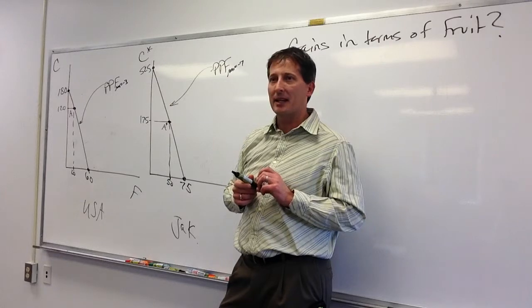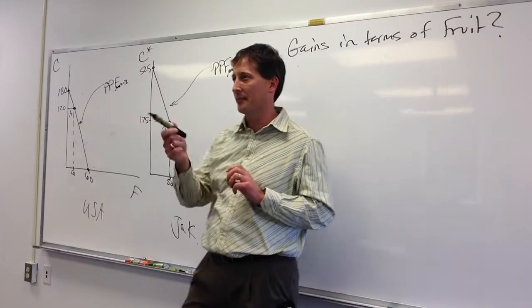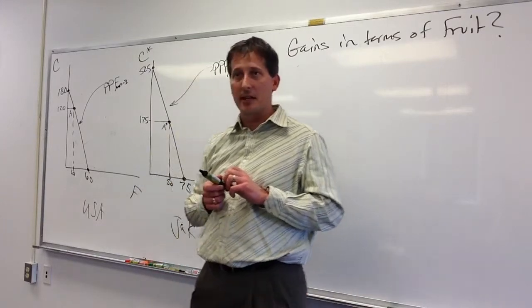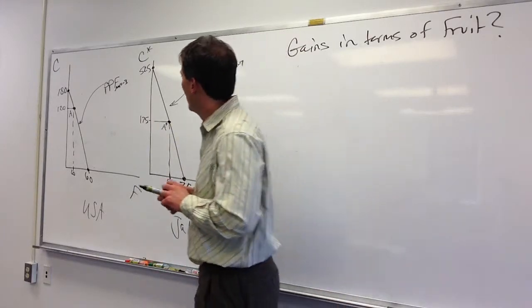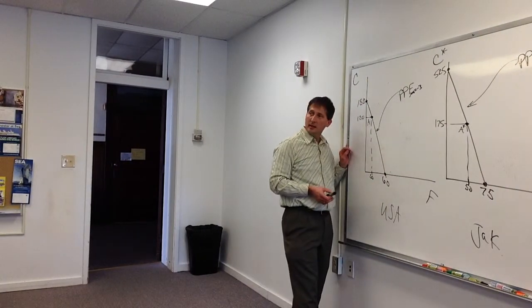What else do we need to calculate the gains from trade? What are some other variables that are missing? The world price. The world price, right? So we have to know what we're trading in. What was the United States specializing in?